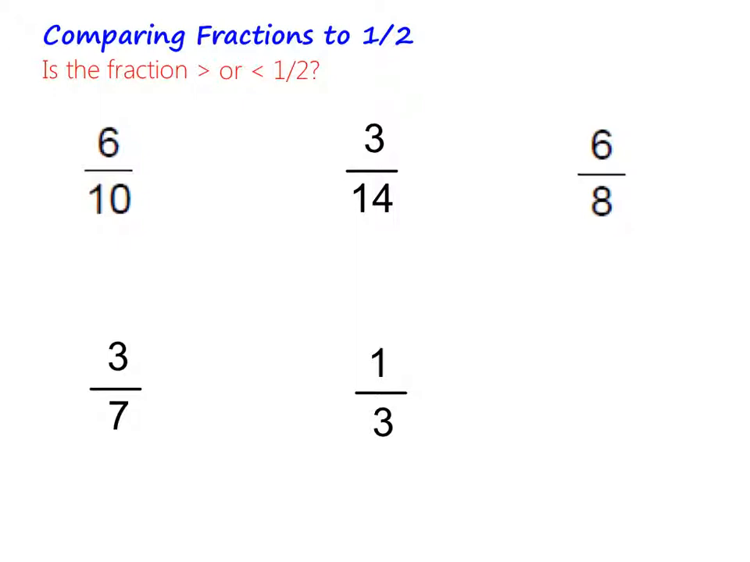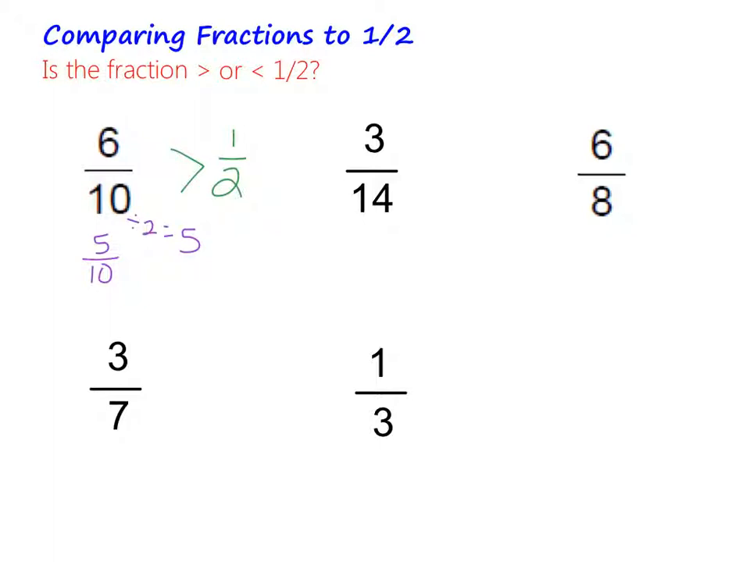If we look at 6/10, this denominator down here tells me that I have to have 10 equal parts. So what I need to do before I can say that 6/10 is less than or greater than 1/2 is decide what is exactly half of 10. So 10 divided by 2 is 5. So 5/10 would be exactly half. So then my decision is easy. This 6/10 is greater than 1/2 because there's 6 out of 10 pieces. 5 out of 10 would be half, so it's larger.